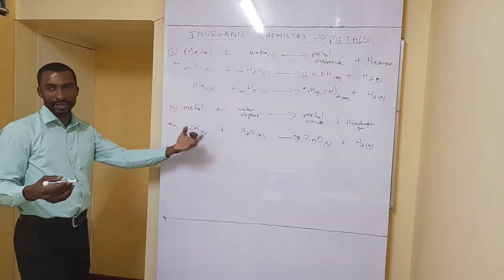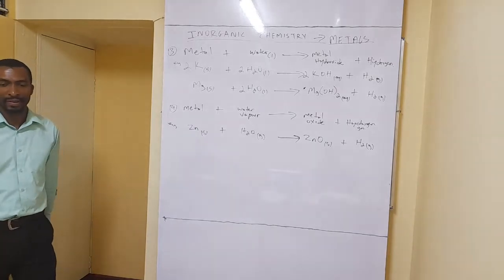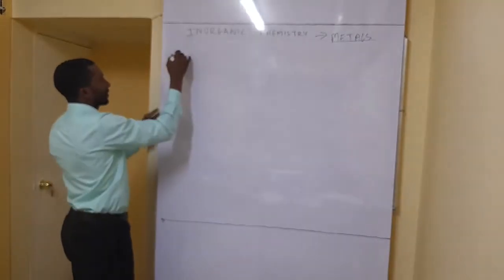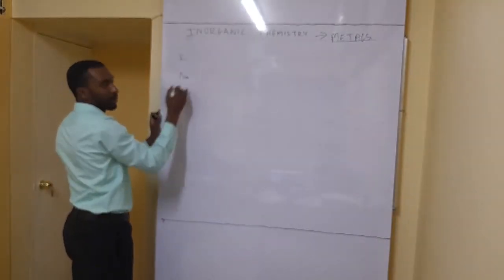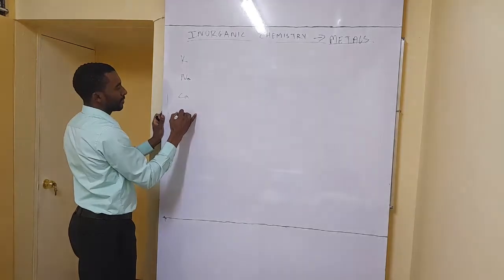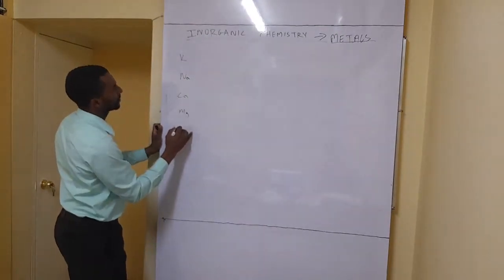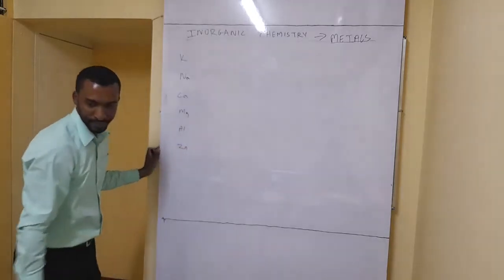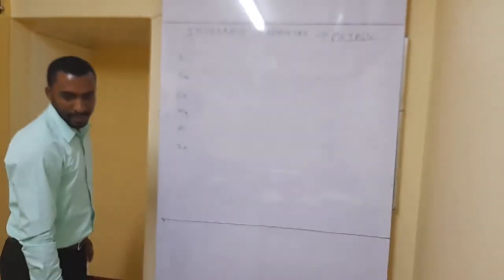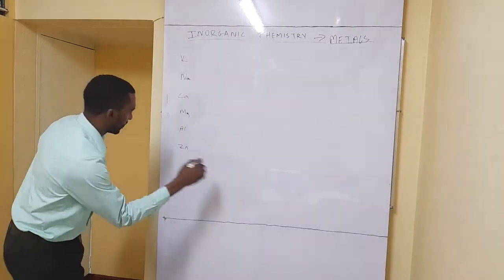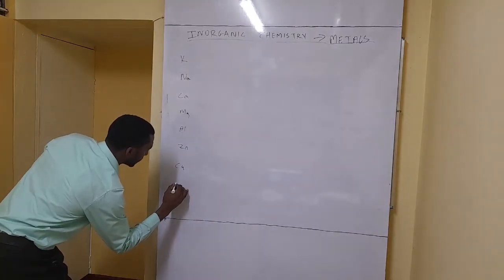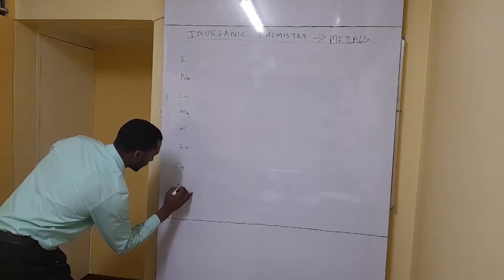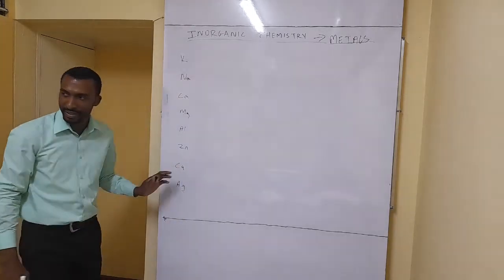Same thing, we could use magnesium, or potassium. Alright, so I'm going to write about the reactivity. So it's potassium, sodium, group 1, calcium, magnesium, group 2. Then you have aluminum, group 3. Then you have zinc, copper, silver. So Ag is silver.